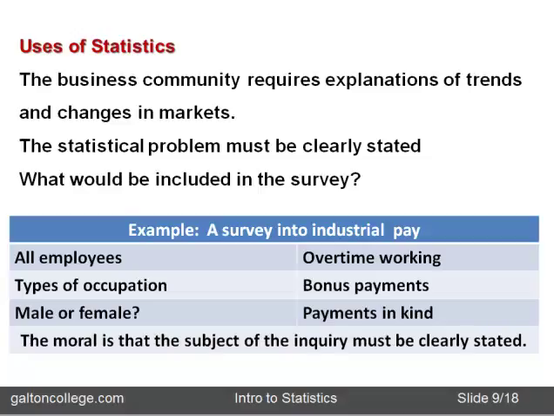Of course, statistical problems must be clearly stated, and we need to know what's included in surveys. So this introduces us to two concepts here, which is not on the slide. One is this idea of a survey, and the second one is the idea of a population. So what is it we're going to survey? What are we going to check? Well, let's say we're going to check on the table, it says a survey into industrial pay, presumably in some country at some point in time. So it's a survey into industrial pay.